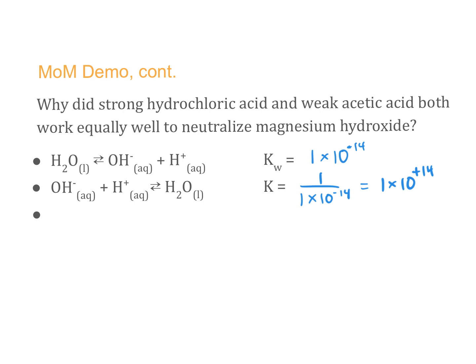If we do one more adjustment and we double all of the coefficients in that second equation, so instead of having 1 hydroxide and 1 hydronium, we have 2 hydroxide, 2 hydronium, and 2 water, then we would square that K value, which gives us 1 times 10 to the 28th, an even bigger K value. And we're going to use that and see where that comes into play on the next couple slides.